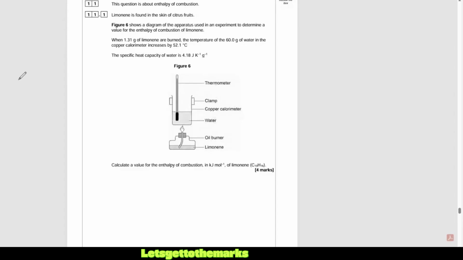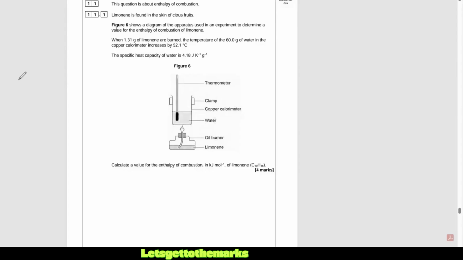When 1.31 grams of limonene are burned, the temperature of 60 grams of water in the copper calorimeter increases by 52.1 degrees Celsius. The specific heat capacity of water is 4.18 joules per gram per degree Celsius. Calculate a value for the enthalpy of combustion in kilojoules per mole of limonene, with formula C10H16. This is worth a fat 4 marks.